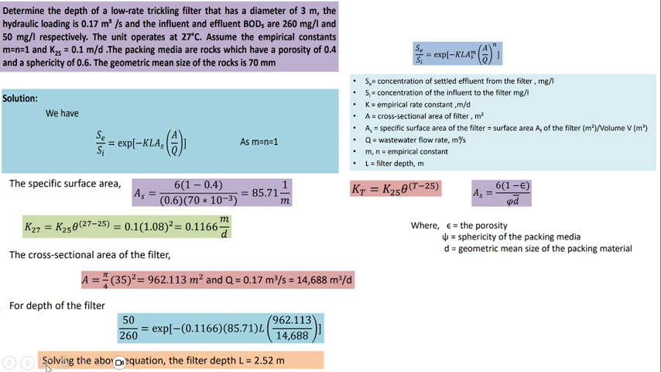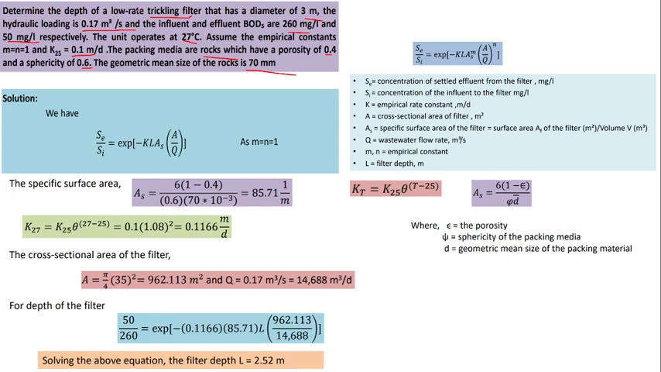This problem is based upon the trickling filter. The question is: determine the depth of the low rate trickling filter that has the diameter of 3 meter. Hydraulic loading is 0.17 meter cube per second. The influent and effluent BOD is given as 260 and 50 mg per liter. The unit operates at 27 degrees Celsius. Empirical constants M and N are equal to 1, and K value is given as 0.1 meter per day for 25 degrees Celsius. The packing media are rocks which have the porosity of 0.4 and the sphericity of 0.6. The geometric mean size of the rocks is 70 mm. So these are the data given.